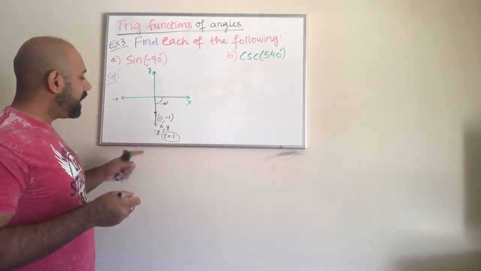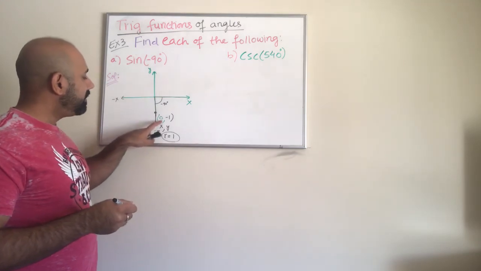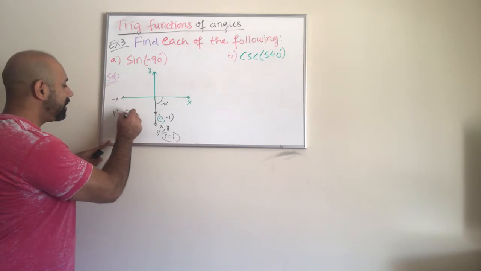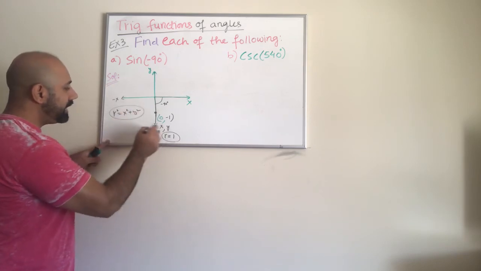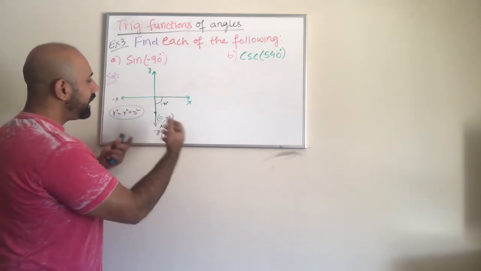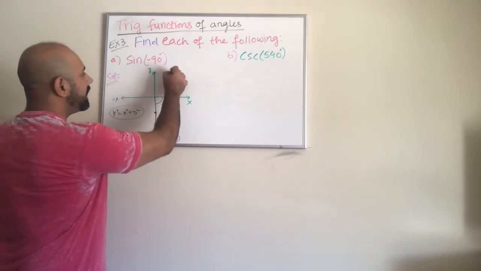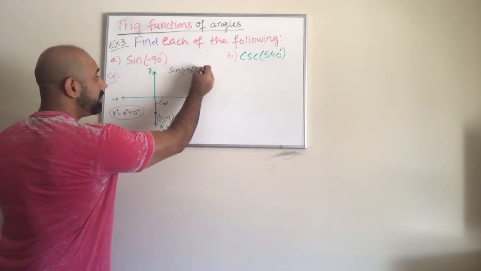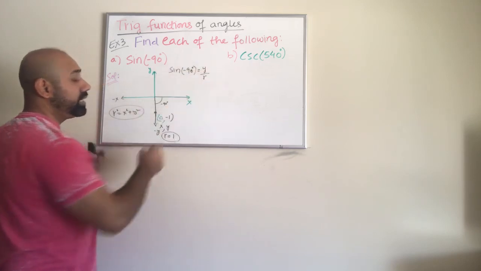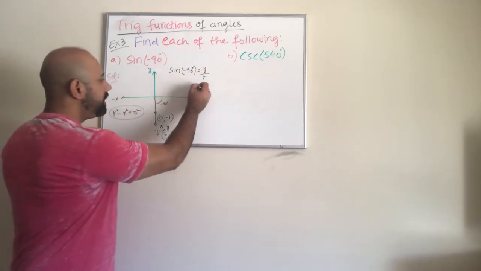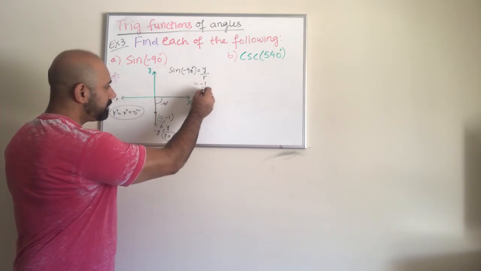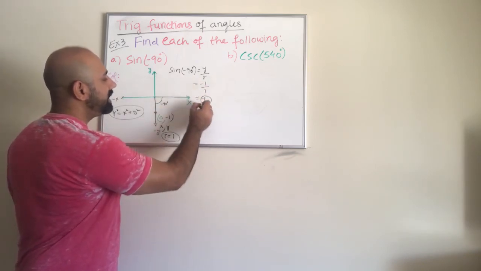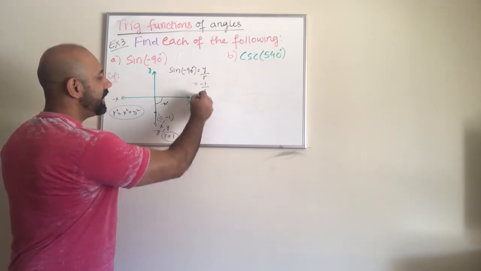Guys, I have x, y, and r, and once I identify x and y, I can also find r, because we know r squared is x squared plus y squared, right? So in any case, I have my x, my y, and my r. Now, how can I write the sine of negative 90 degrees? Guys, we have the nice definition. Sine is the ratio of y over r. We already know that, right? So what is the y value? The y value is negative 1 and r is positive 1. So negative 1 divided by 1 is negative 1. So sine of negative 90 is negative 1. That is the answer for the first part.